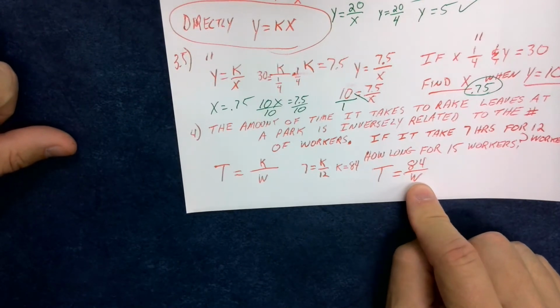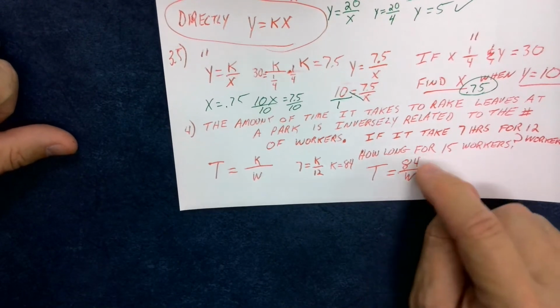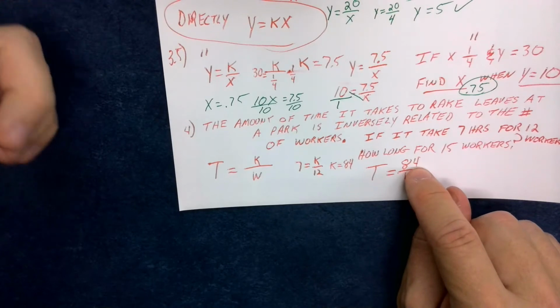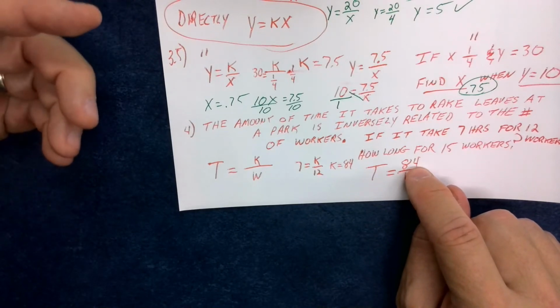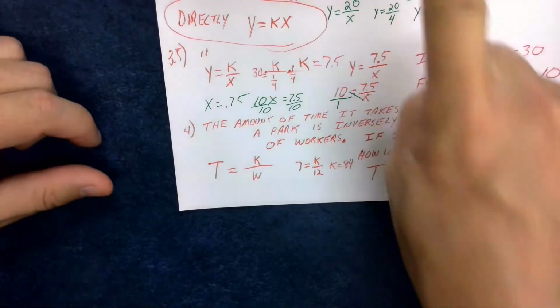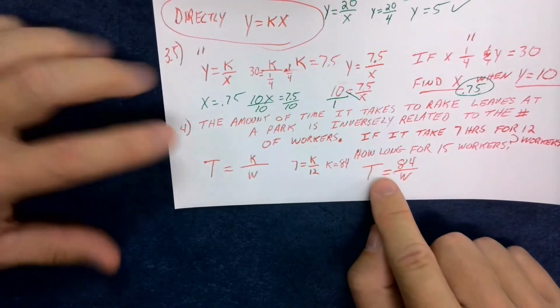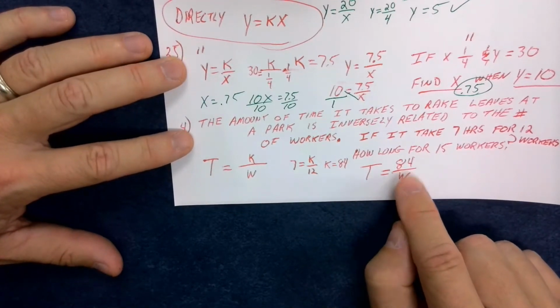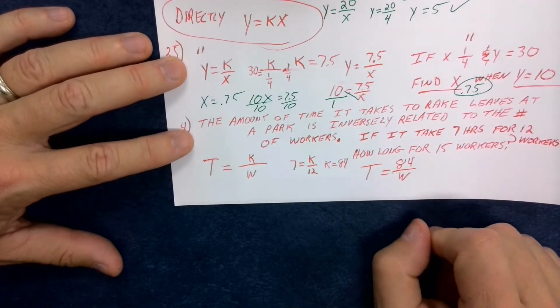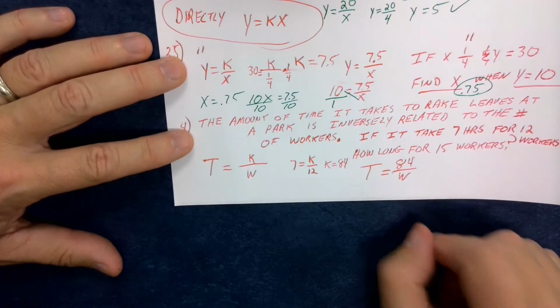Does that make sense? Basically, I'm hoping you understand that this 84 represents the total number of hours it would take if there was only one worker, right? Time equals 84 divided by 1. If there's only one worker, it would take 84 hours. Dude, that's a long time. I'd want some friends there helping out.